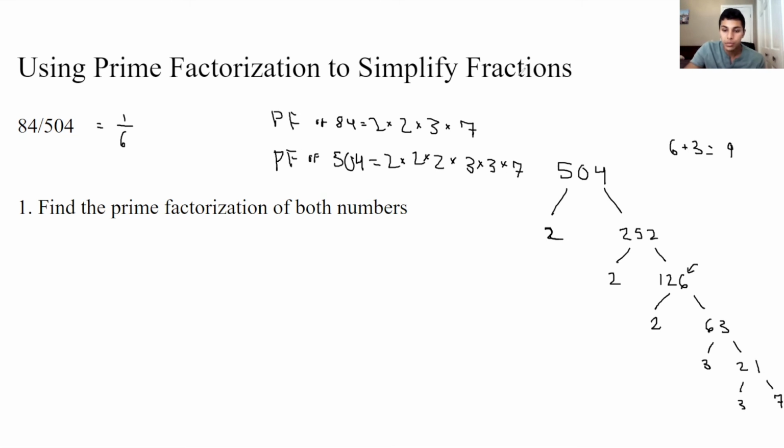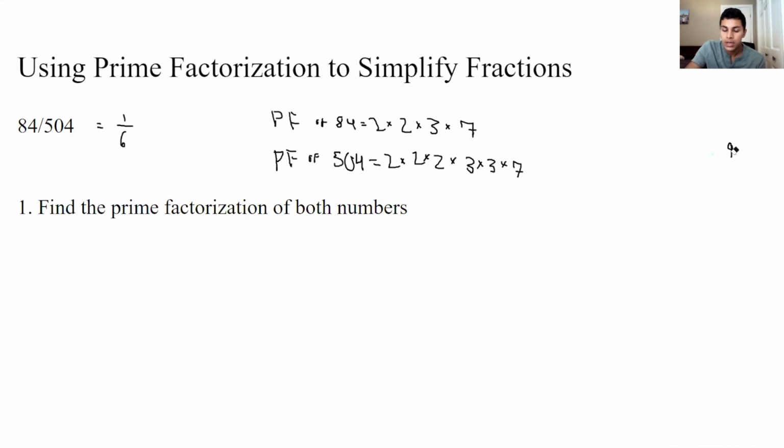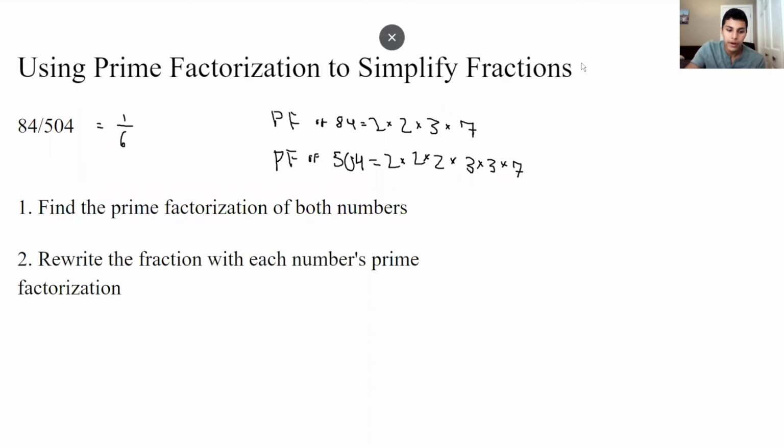All right. So now that we found both the prime factorizations, and I know that took a little bit on this slide, but when you're doing it on your own, you'll get really quick at it, and it's not going to take as long. So now that we found both the prime factorizations, we only have a few more steps to completely simplifying the fraction. So the next step is to rewrite the fraction with each number's prime factorization.